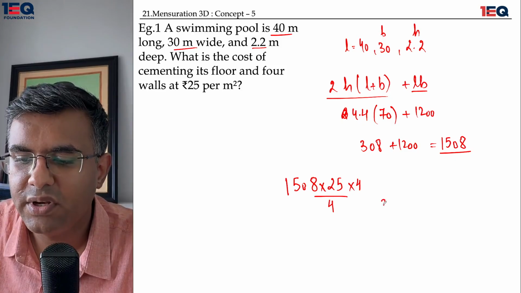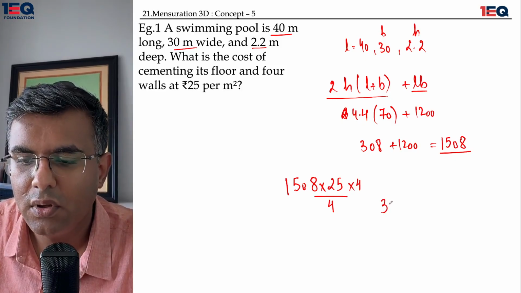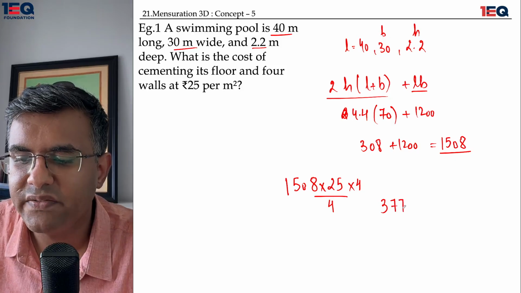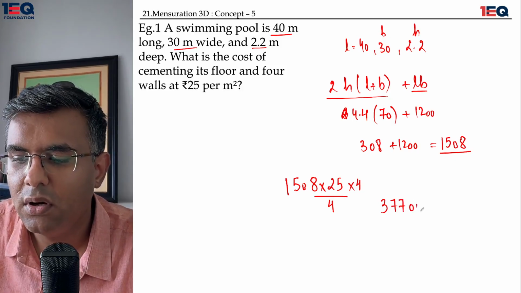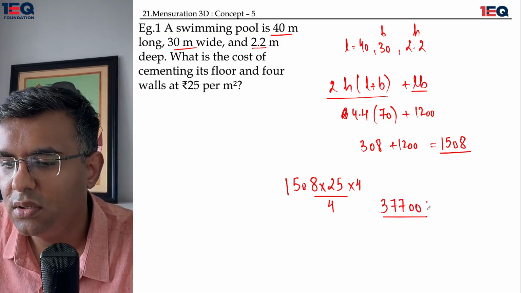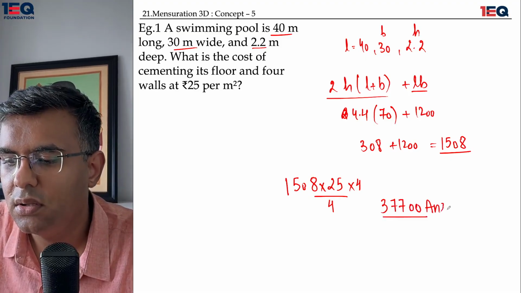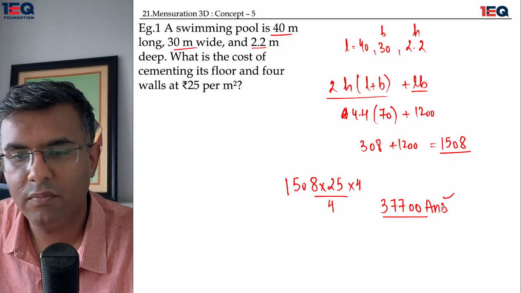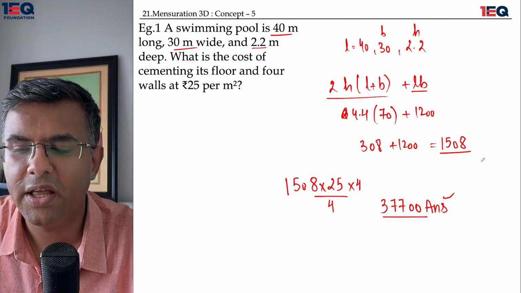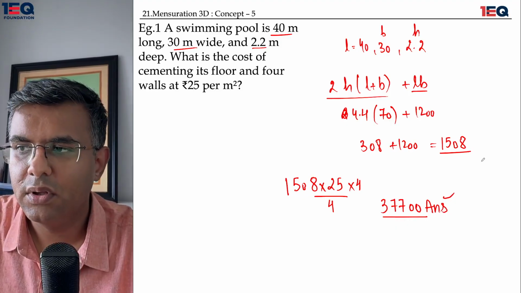So 4 3s are 12, 4 7s are 28. 37700 is the answer that I am looking for. Okay, this is the answer that I am looking for. Let's move ahead.